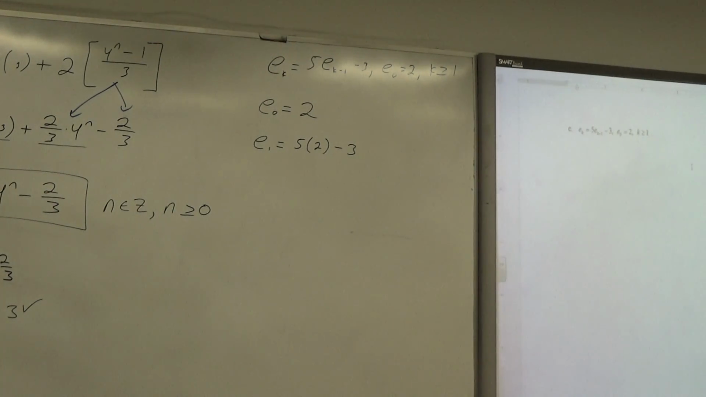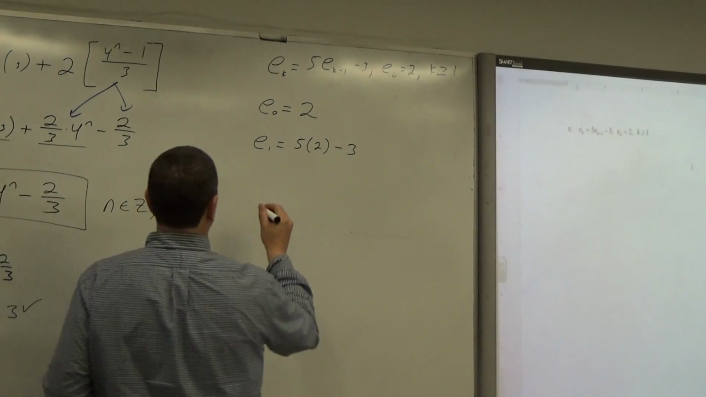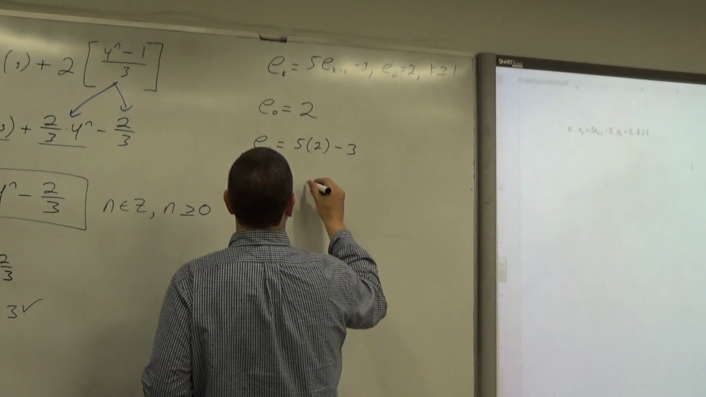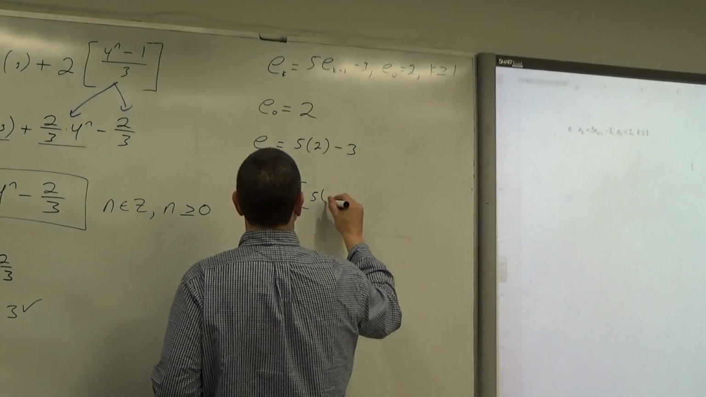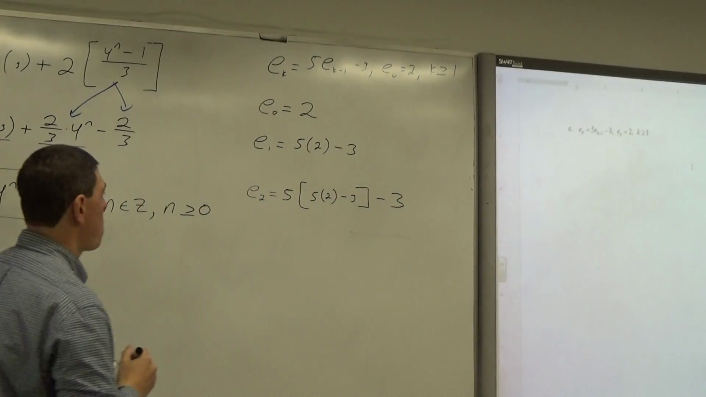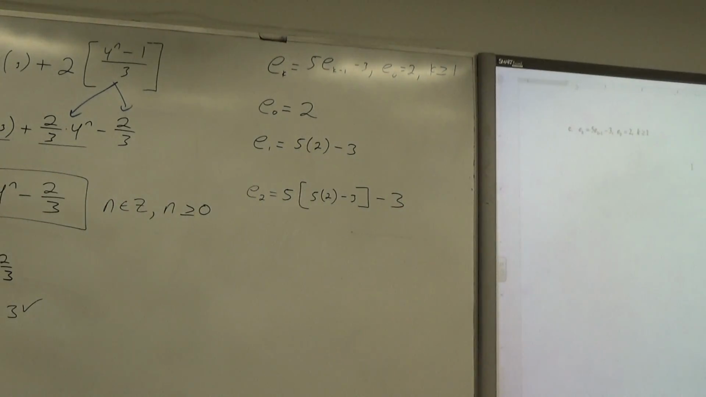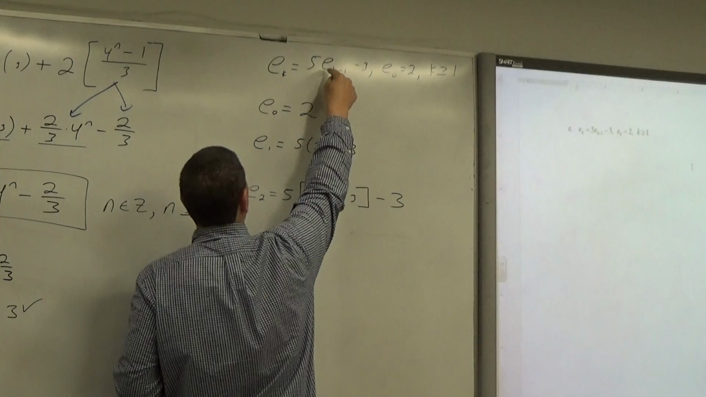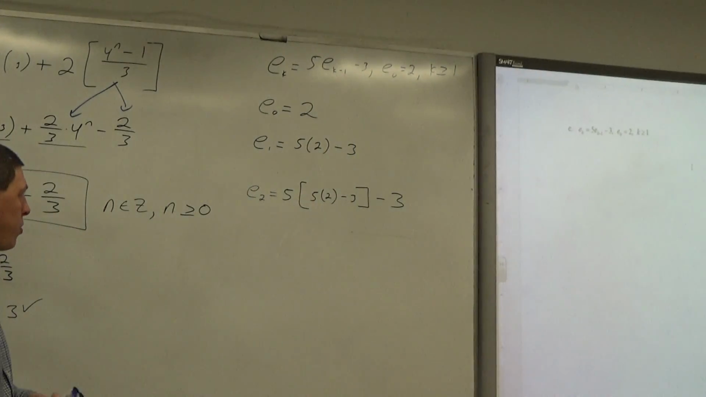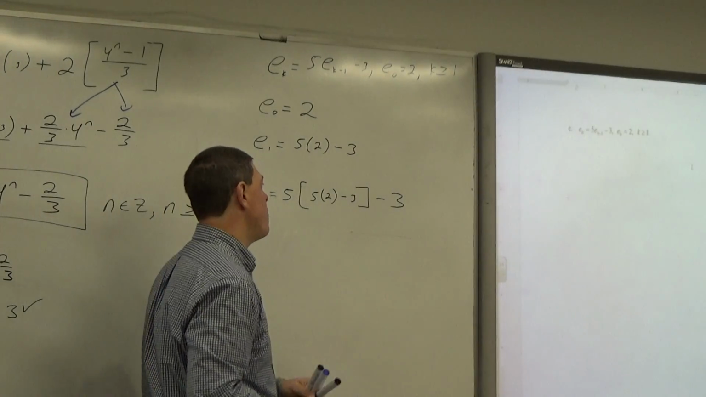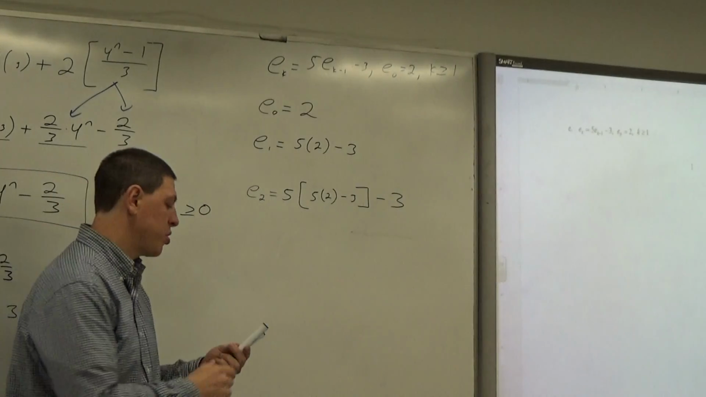I highly doubt that after maybe the 3rd or 4th iteration, any of us would see a pattern. E sub 2: 5 times the previous instance, so 5 quantity 5 times 2 minus 3, minus another 3. So, everybody okay with how we did that, guys? All we did was take 5 times 2 minus 3 and plug it back into the previous instance. Again, we could compute that. 5 times 7 is 35. 35 minus 3 is 32. That doesn't help us.